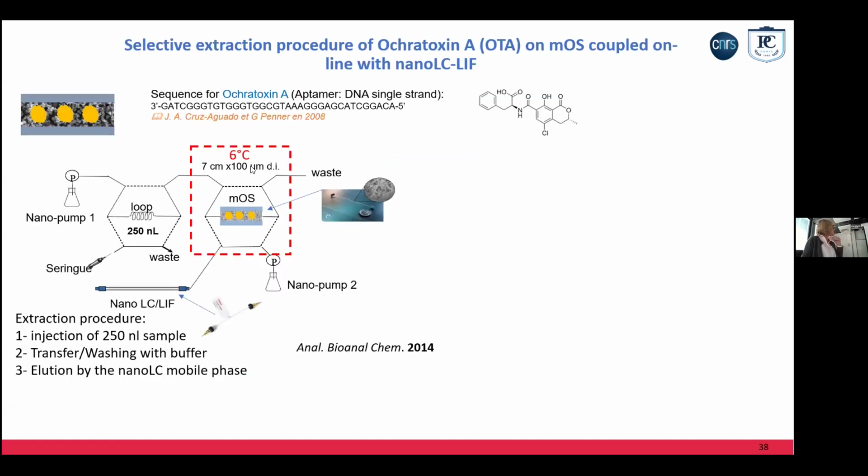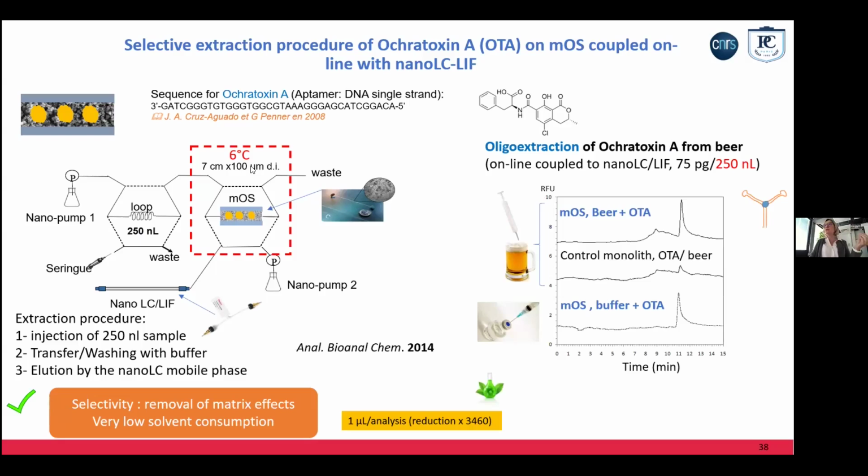This was a oligosorbent developed for a DNA sequence. So we just have to connect the small capillary online with nanoliquid chromatography to treat the sample. And we are now able to analyze a beer sample to monitor its contamination using only 215 nanoliters of sample. So if the beer is good, you can drink it. We only need a very small amount to detect this type of molecule.